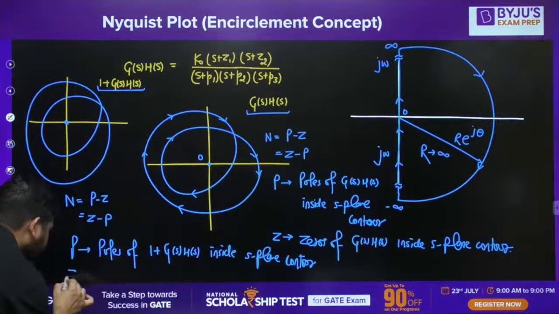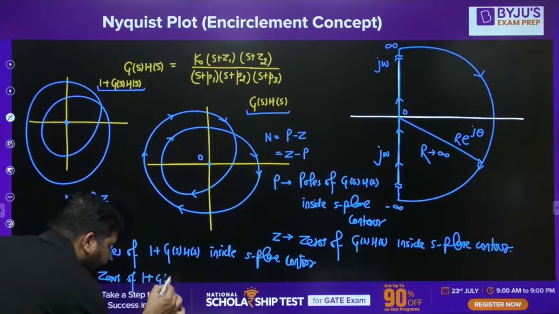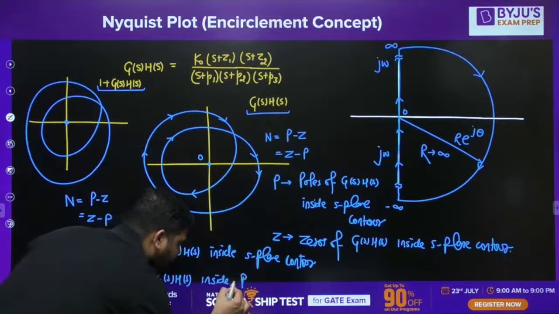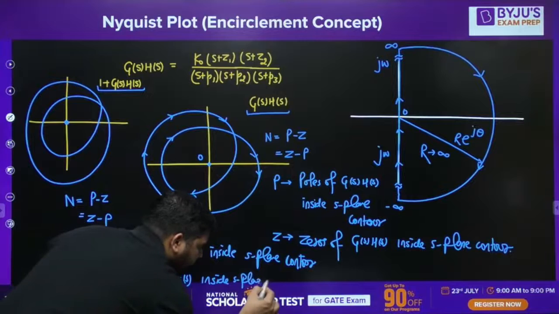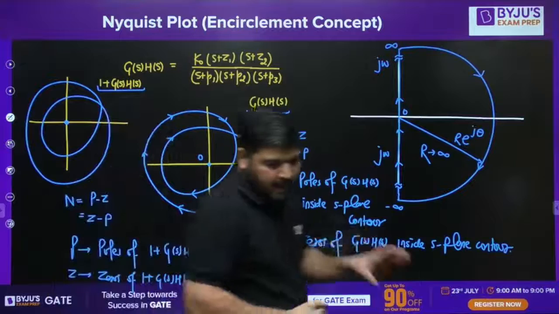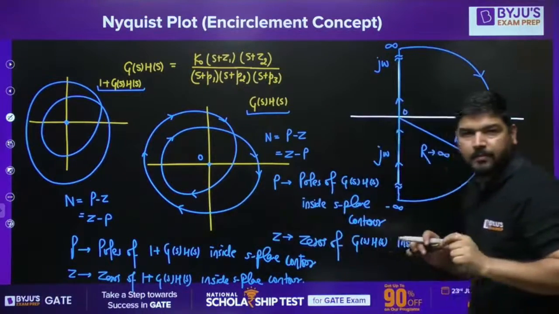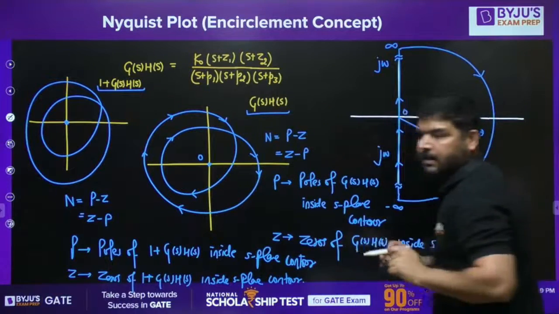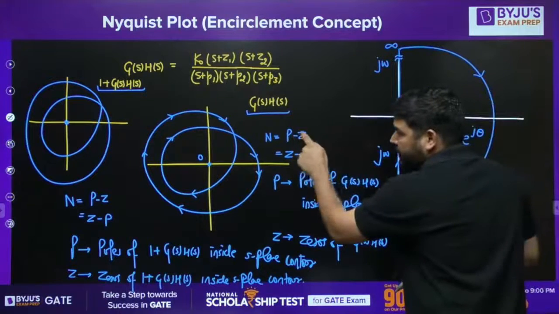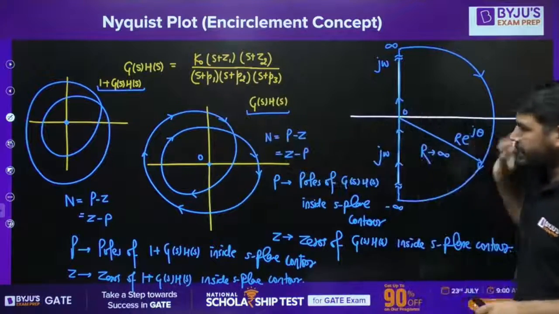Okay, and Z is the zeros of 1 plus G(s)H(s) inside the S-plane contour. So you have to be very careful. If you are mapping this S-plane contour into G(s)H(s), and if you are looking at the encirclement of origin, then that encirclement will be P minus Z or Z minus P. Now the meaning of this P and this Z are the poles and the zeros of G(s)H(s) inside this contour.